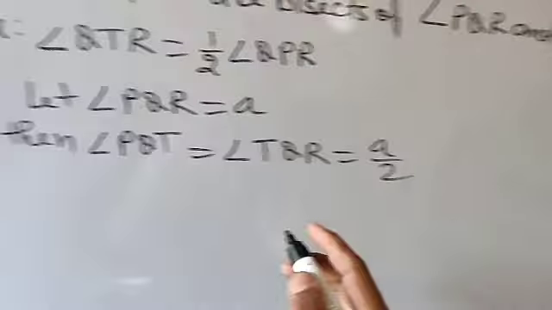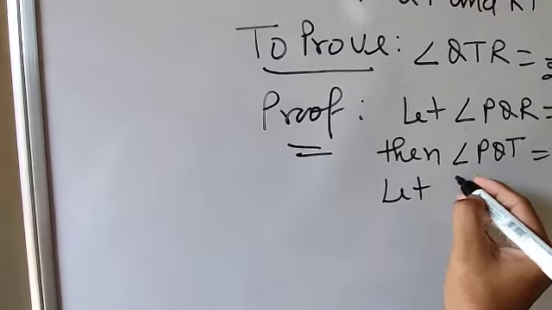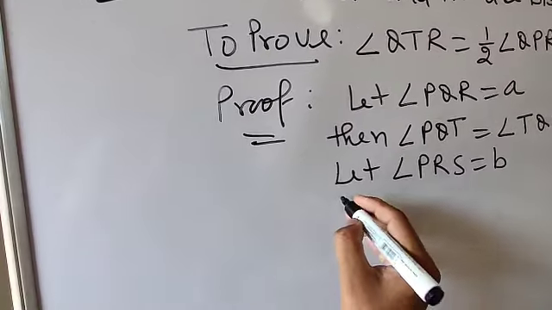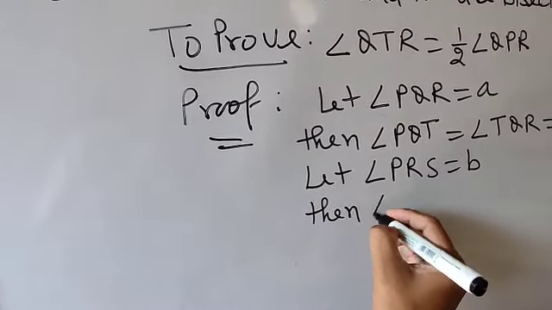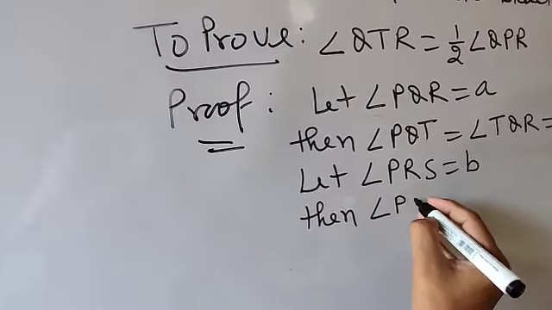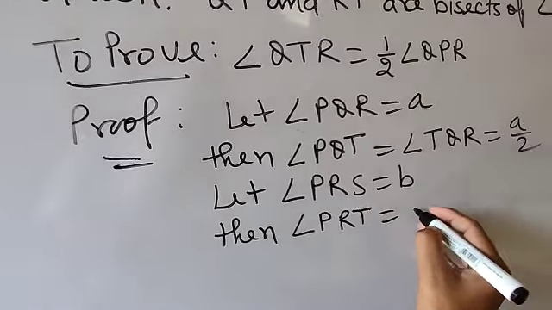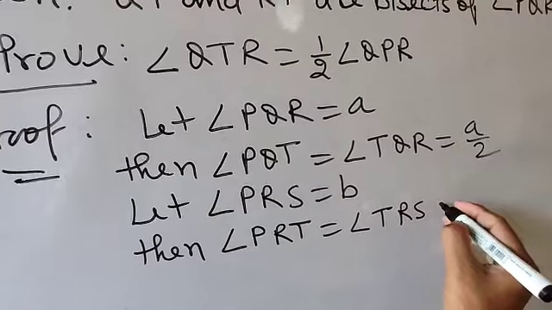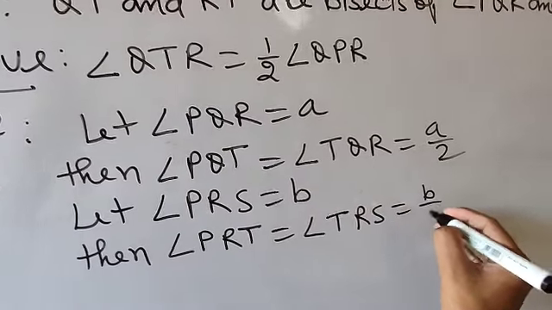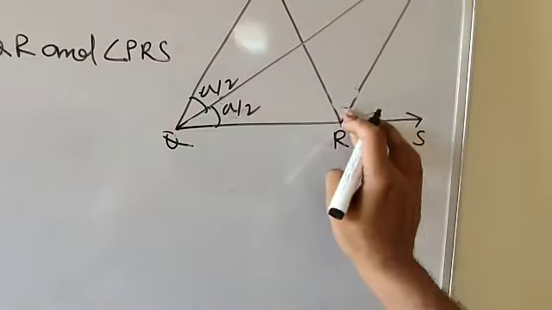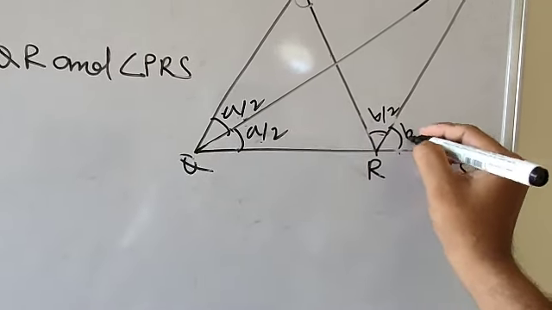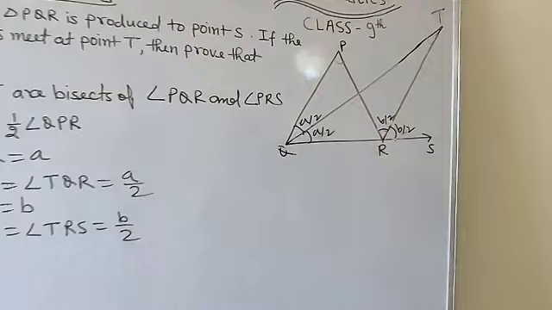In the same way, let angle PRS equal to B, then angle PRT equal to angle TRS equal to B by 2. So here it will be B by 2 and it is also equal to B by 2.